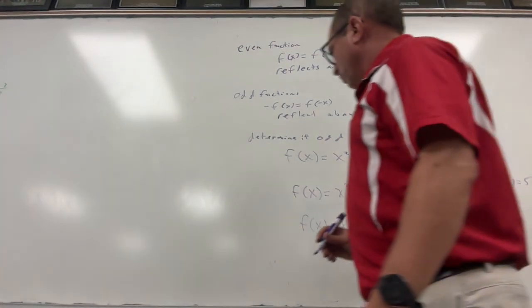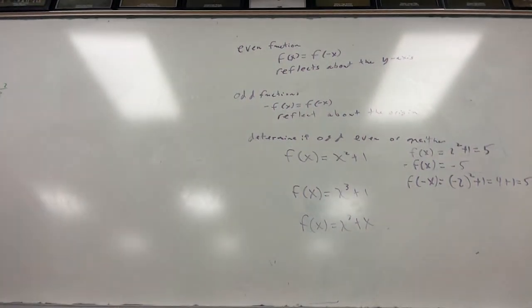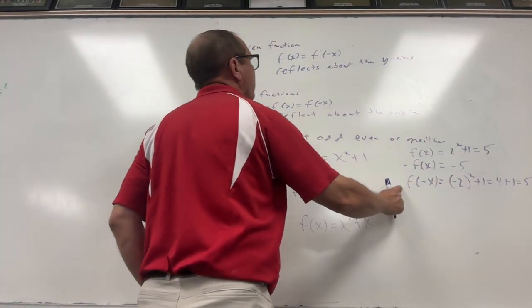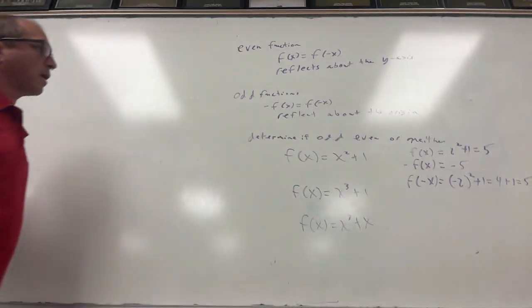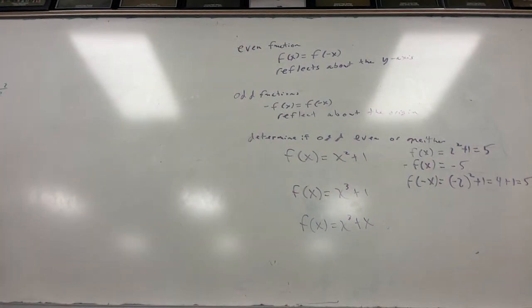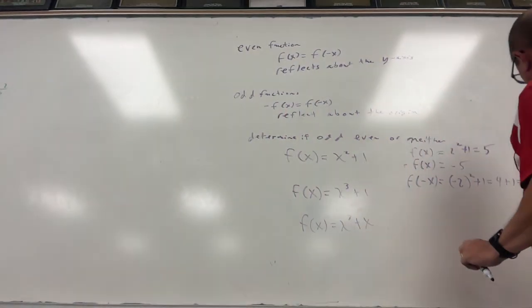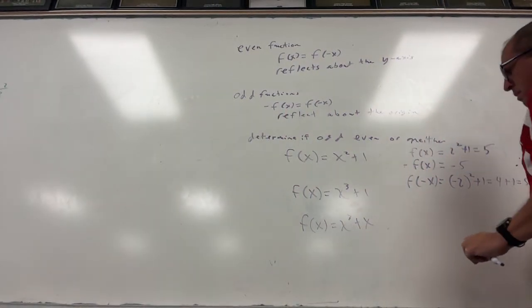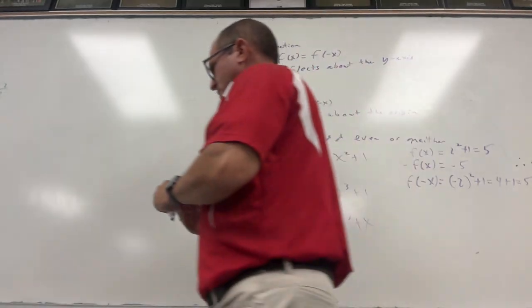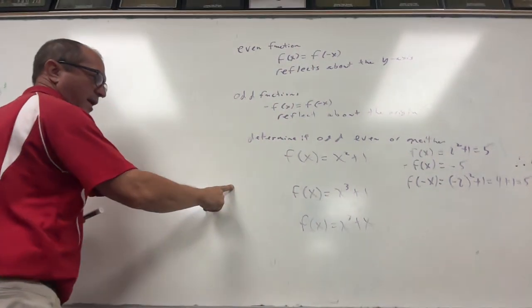So which two are equal to each other? The first and last ones. The first and last one. So f of x equals f of negative x. So what are we looking at here, odd or even? Even. All right. Now I'm going to come out here to do the next one.